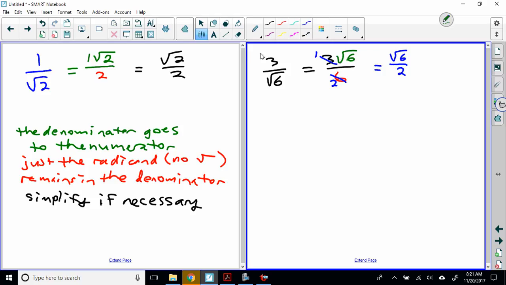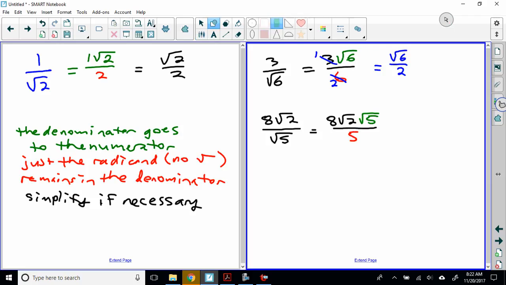Let's try another one. Let's try 8 rad 2 over rad 5. So remember, the denominator joins the numerator. Already in the numerator is 8 rad 2. So a rad 5 is going to join that up top, right? And then what's going to be in the denominator? Just a 5. Nice, good.